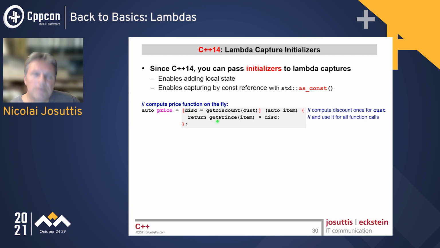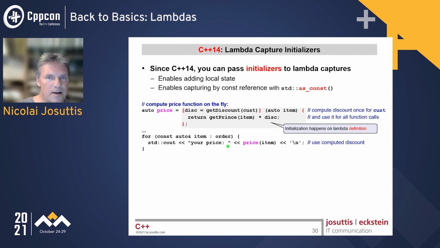This is a local copy. We create a function that can, for an item, compute the price. This should be the price, not the prince. Very nice. Okay, and we should compute the price, but maybe there's a good example for prince, and then multiply it with the discount. And this can be used like this.